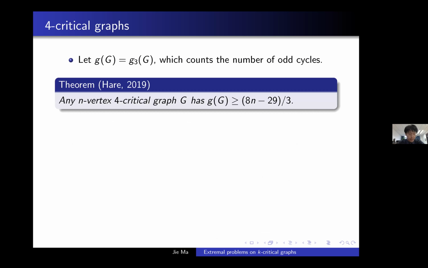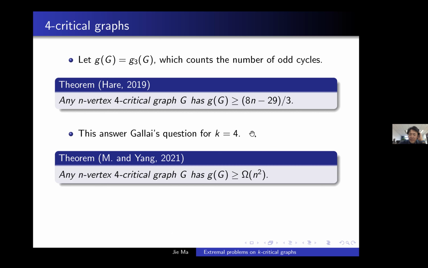Now let's focus on the case when k is 4. In case k is 4, we are interested in counting 3-critical subgraphs, that is the odd cycles. So let's define g to be the number of odd cycles. There's a result of Kelly here. He proved that basically g is at least 8n over 3. So let's say he answers Gallai's question when k is 4. But this is not tight.